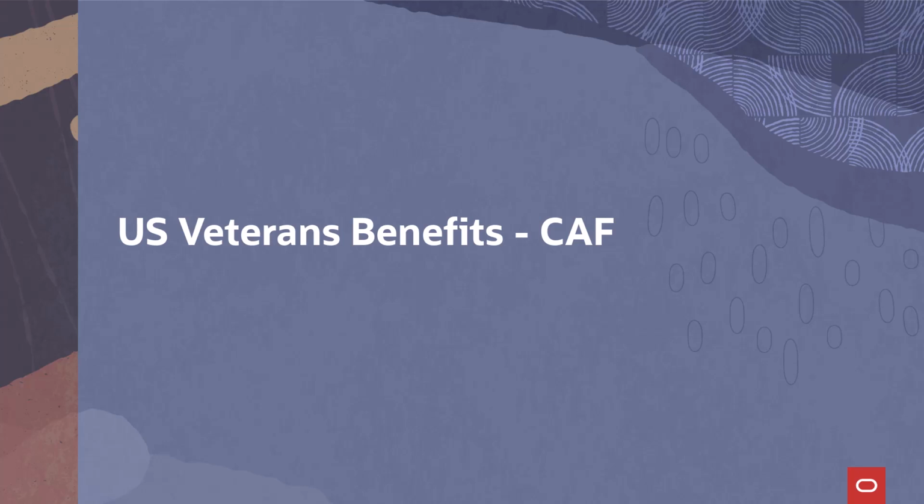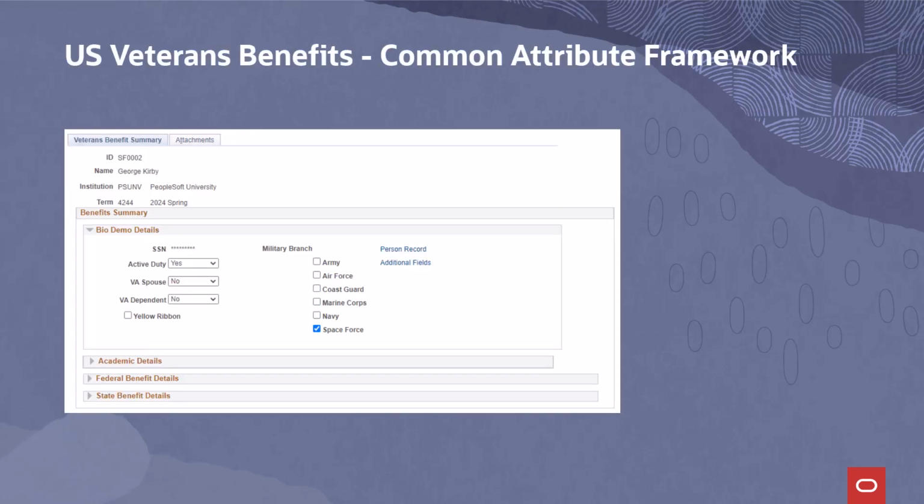Starting with US Veterans Benefits, we've extended the Common Attribute Framework to the Veterans Benefits Summary component to add a new attribute record, SSR VB Summary. When at least one attribute is defined for the record context, an additional details link is displayed in the Bio Demo Details region of the summary page to open the attribute entry page.